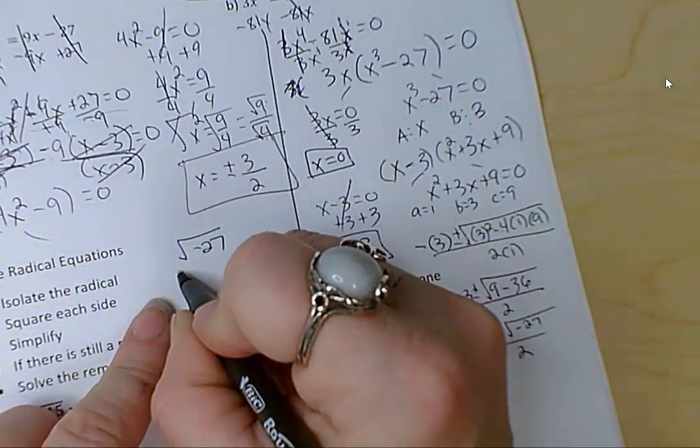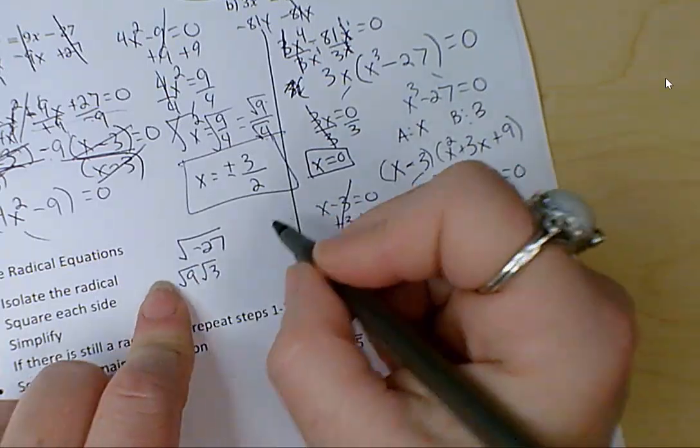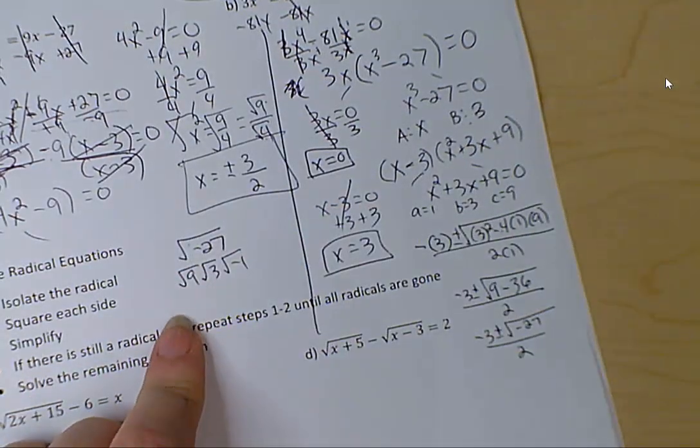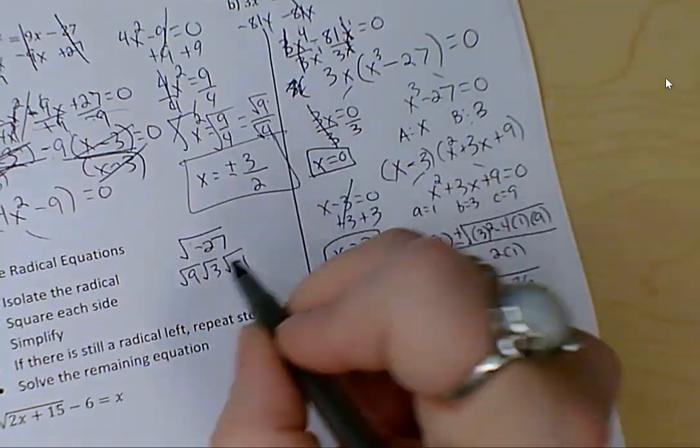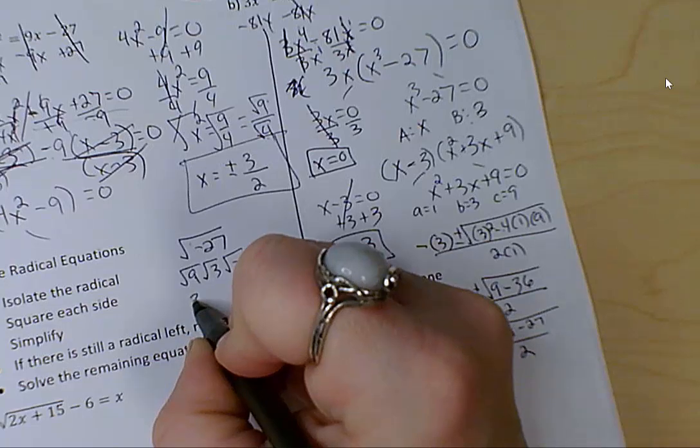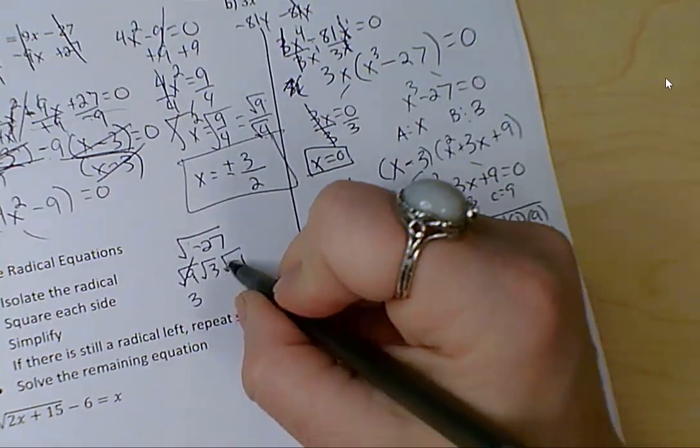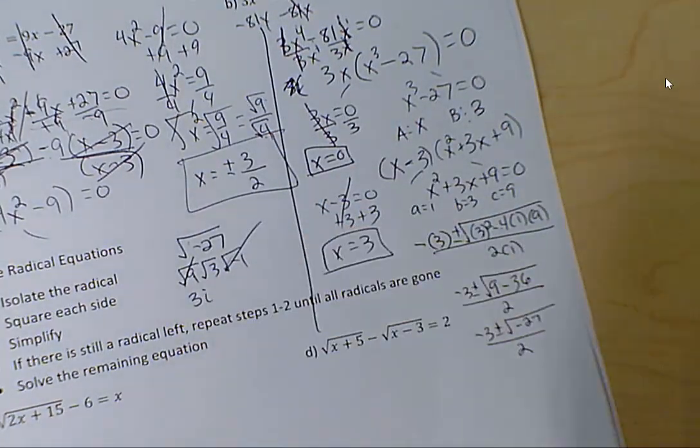Well, 27 is 9 times 3. And then I'm going to pull out that negative 1 here. Okay, so that's how we're going to break up the square root of negative 27. Now, the square root of 9 we can do. The square root of 9 is a 3. The square root of negative 1 is an i.